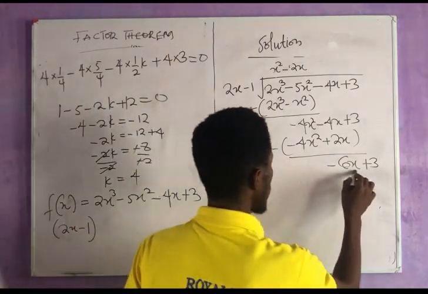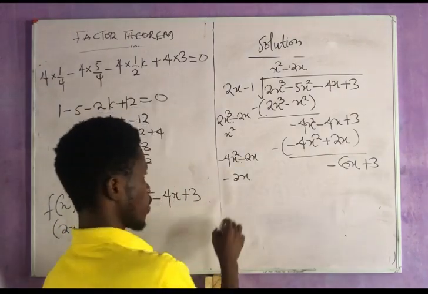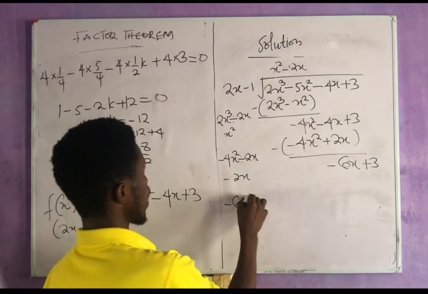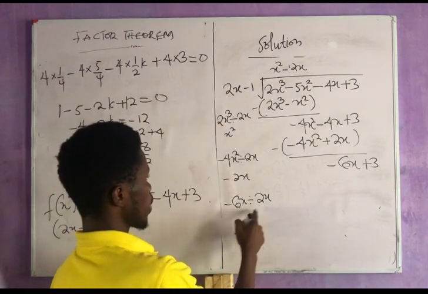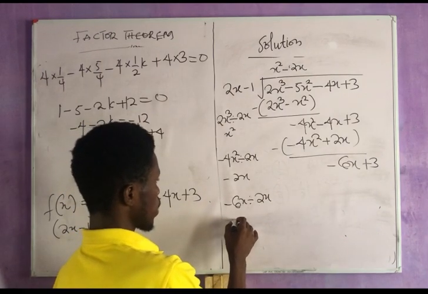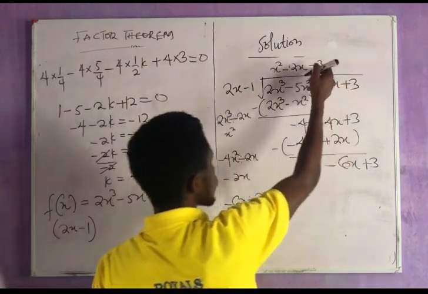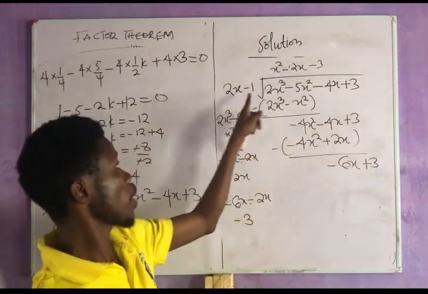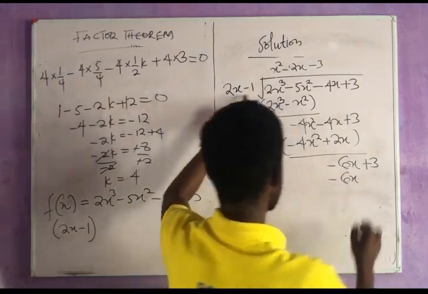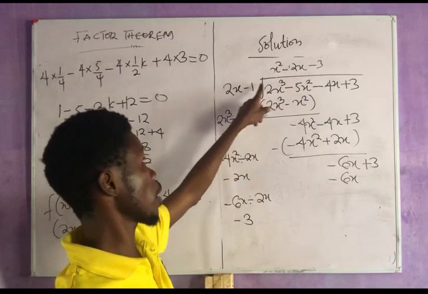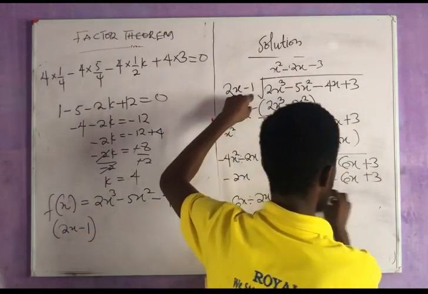This is negative 6x. So you want to eliminate this negative 6x. So I have negative 6x divided by 2x. And when you do that, you will see that you get negative 3. Answer will be on top here. So your negative 3 multiplied by 2x will give you negative 6x. The negative 3 multiplied by negative 1 will give you plus what? 3.